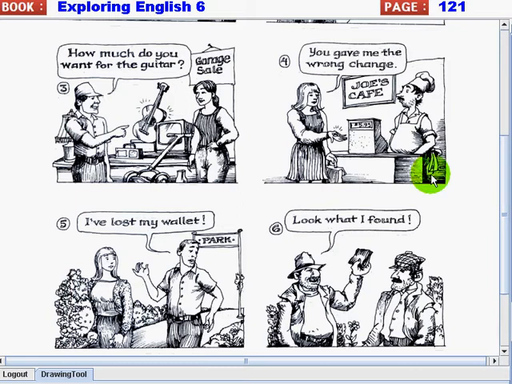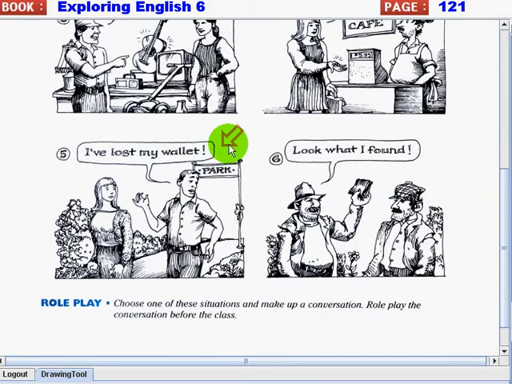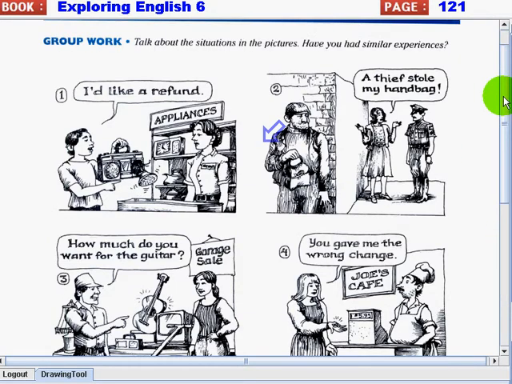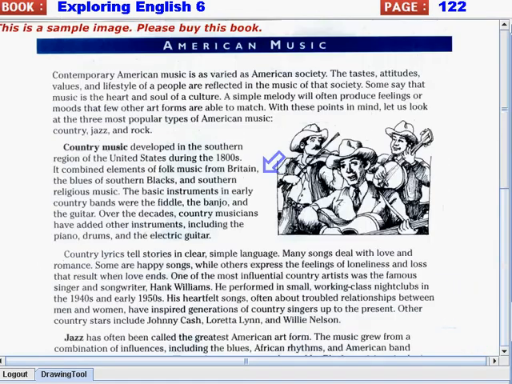Next, how much do you want for the guitar? You gave me the wrong change. I've lost my wallet. Look what I found. Okay, very good. So again, you have to talk about the situations in the pictures, and you can talk too about your similar experiences if you have any. Okay? So now let's go on to the next page, and we have a reading activity here.